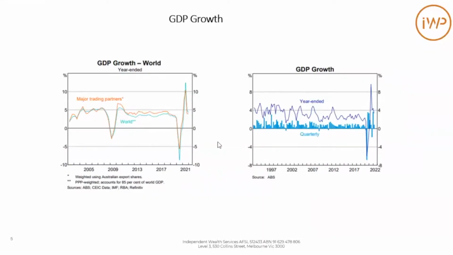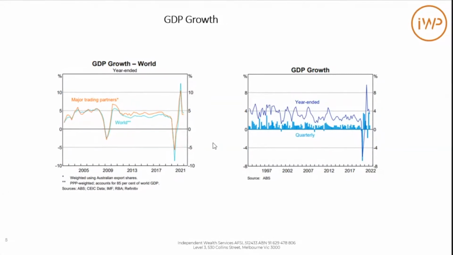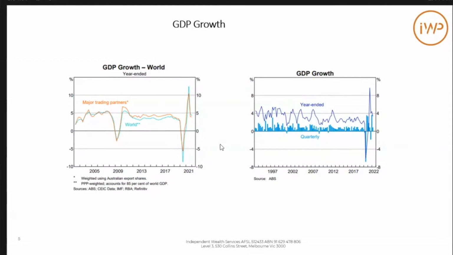GDP growth has continued to be relatively strong, all things considered. Again, it's like the inflation impacts associated with interest rate rises. There's that lag effect. Even though we've had 4 or 5 consecutive months of rate rises here in Australia, and similar in the US, there is that lag effect.